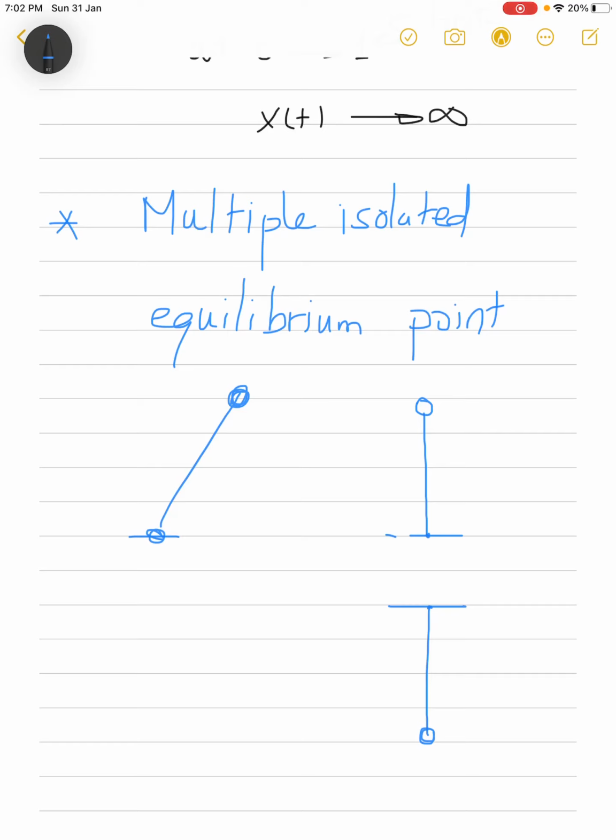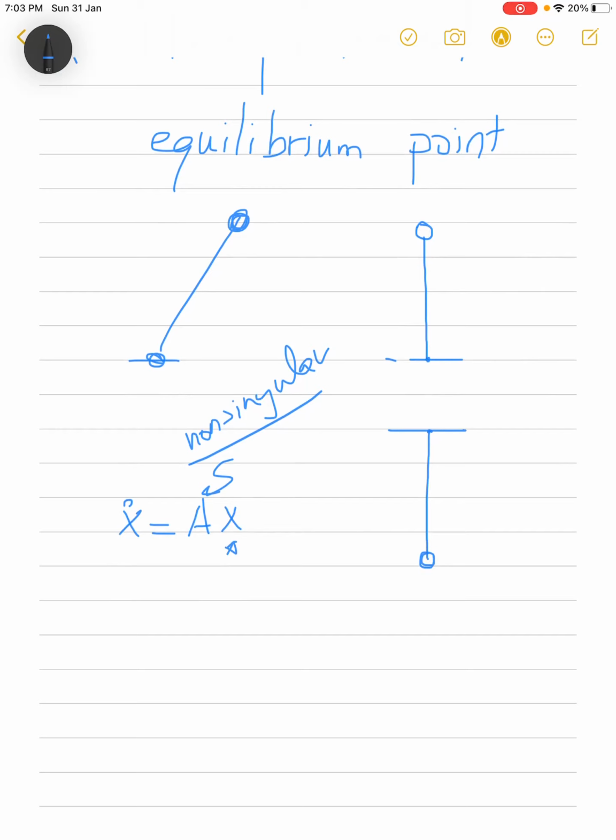However, if we consider linear systems, as I said, the equation x dot equals Ax. If I assume that A is non-singular, then we will have just one equilibrium point at the origin. If A is singular, actually there will be a continuum of equilibrium points, but they are on the same line. They are not isolated from each other. So this is the distinct feature of nonlinear systems that we are going to talk about in detail later on.